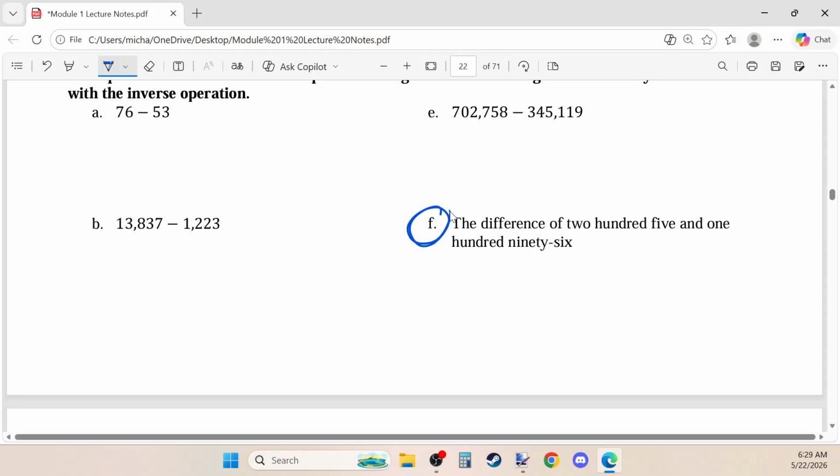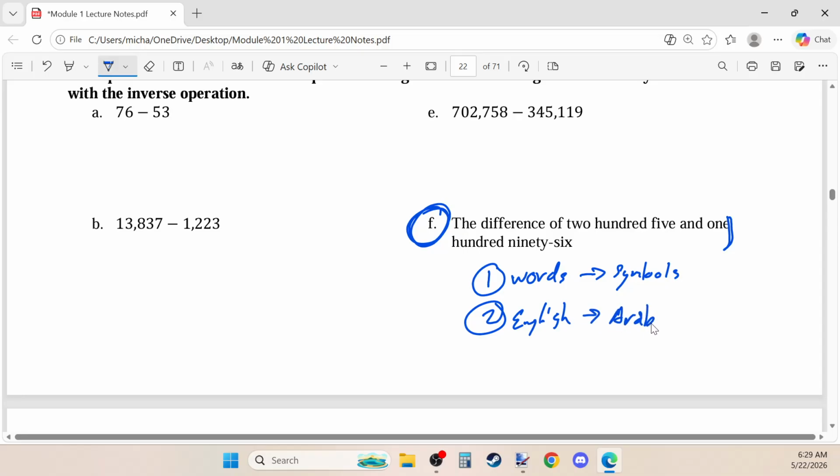And this one I'll let you do on your own because it's going to practice two skills. One is word problems, like decoding English words and turning them into symbols and numbers. And two, it'll also help you practice going from English names of words to Arabic numerals, which was part of the earlier section. So I'll let you do that one on your own.